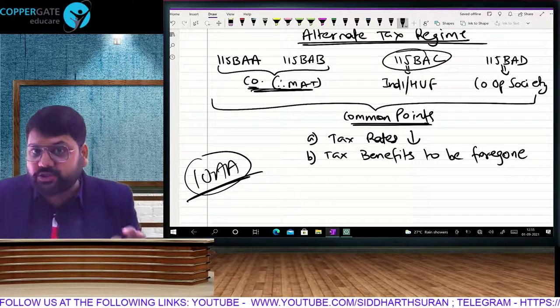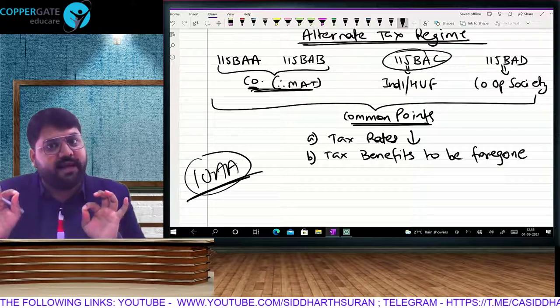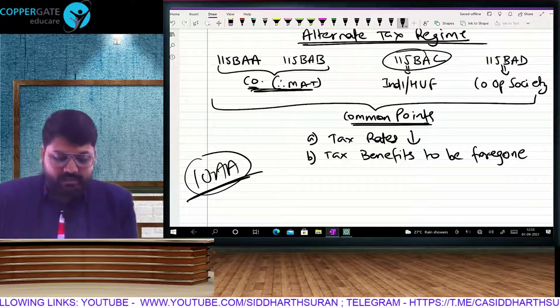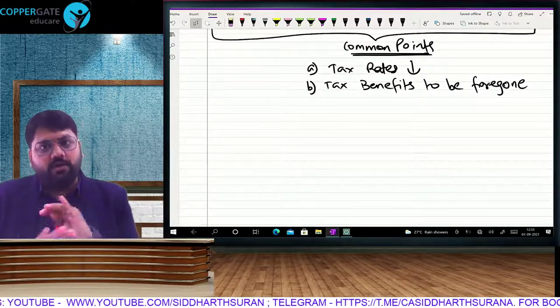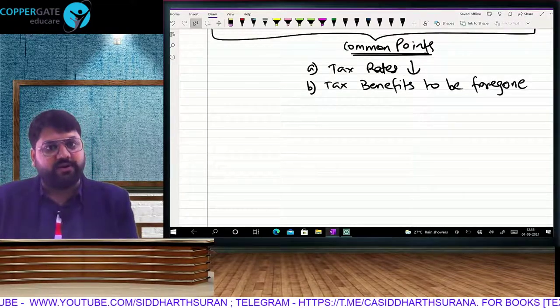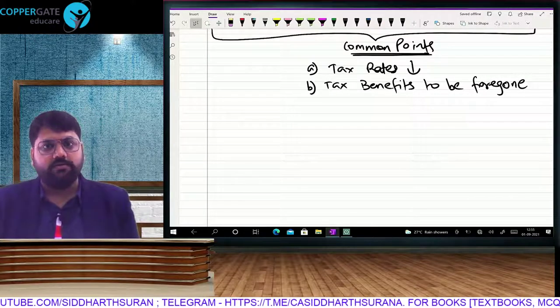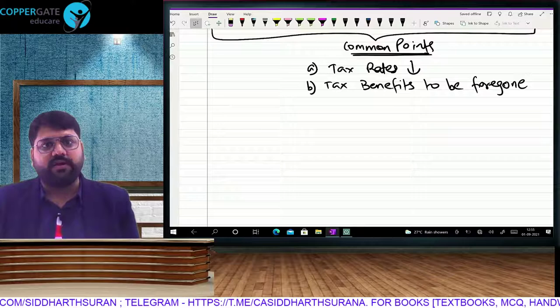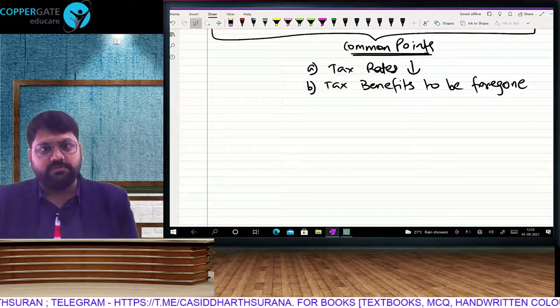I am going to teach only BAC, BAD here in this chapter. BAA, BAB I will teach you in the next chapter. But these two points are applicable for those two sections also. What is common? In all the four sections, they will reduce your tax rate in comparison to the existing tax rate. But you have to forego certain tax benefits. That means taxable income will increase, and the rate will reduce.